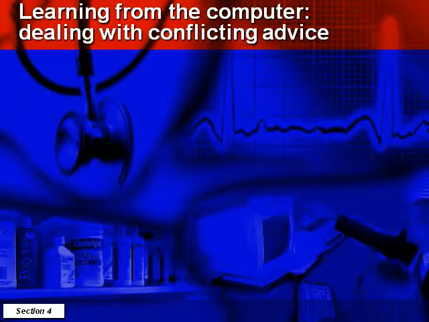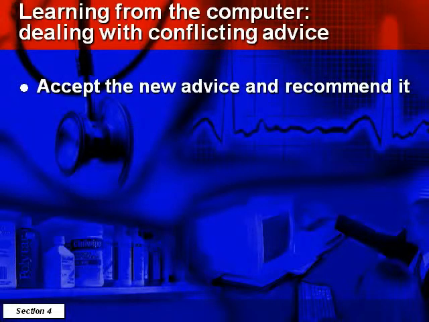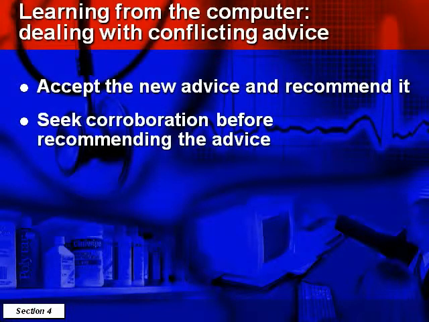In this consultation, the GP was surprised by what she saw on the screen, and this may happen to any GP who uses Prodigy or other information tools in the consulting room. We saw her deal with this in two different ways. In one example, she accepted the advice on the screen and recommended it to the patient. The other two sequences showed her seeking corroboration from other information sources.